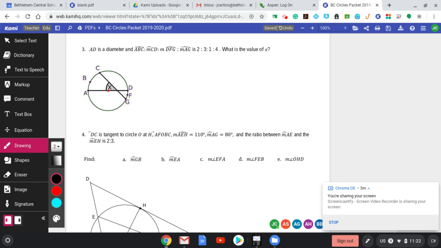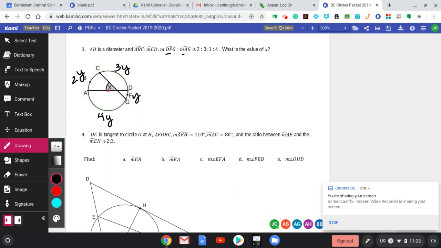Ooh, here we go. Now we're getting up to the beefy category of problems. Arcs ABC, CD, DFG, and AG are in a ratio of 2 to 3 to 1 to 4. We know the deal. We usually put x's with the ratios, but since I'm finding the value of x, is everyone all right if I put y's with them? So ABC is 2y, CD is 3y, DFG is 1y, and AG is 4y. And I'm looking for x.